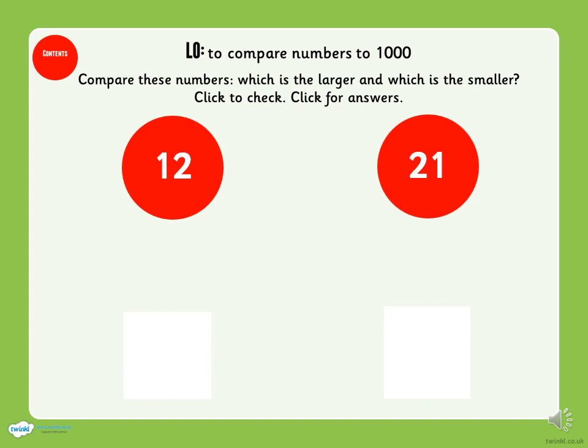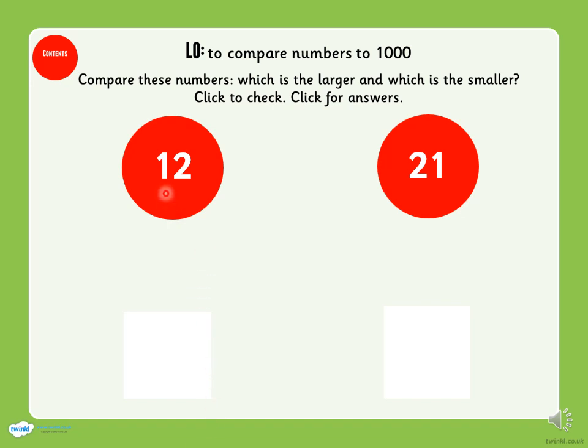Okay, now we're going to compare two different numbers. The numbers we have are 12 and 21. So we need to work out which one is the smaller and which one is the larger number. I bet you guys can do this straight away. But we're going to have a look at the numbers a little bit more closely to help us, because we can see the differences in the numbers by looking at the tens place.